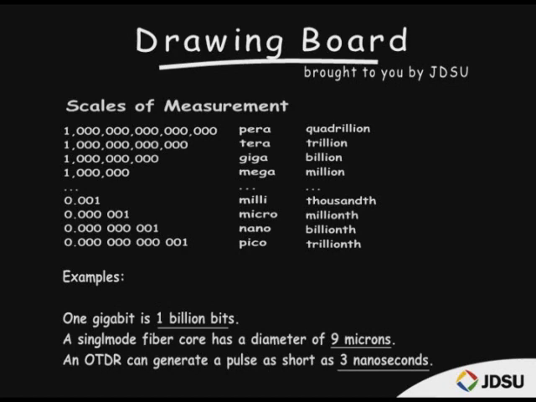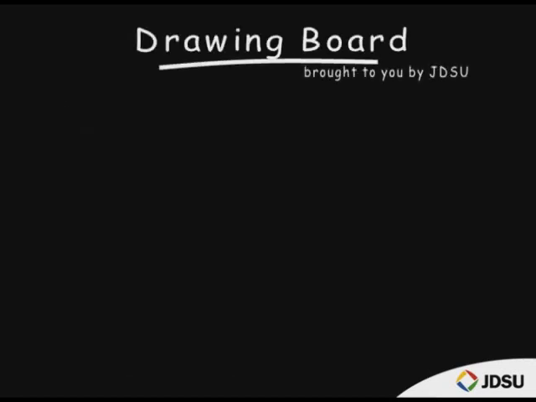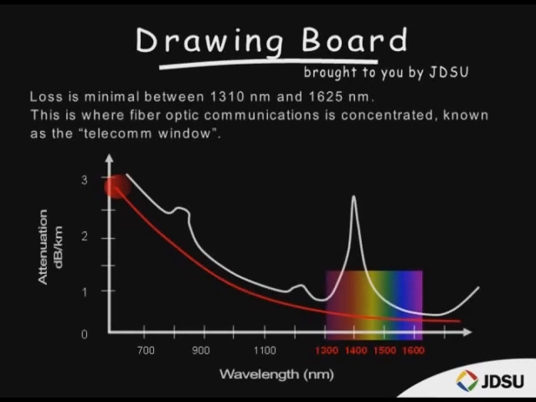An optical time domain reflectometer, or OTDR, can generate a pulse as short as 3 nanoseconds, or 3 billionths of a second. Loss is minimal between 1310 nanometers and 1625 nanometers. This is where fiber optic communications is concentrated, also known as the telecom window.